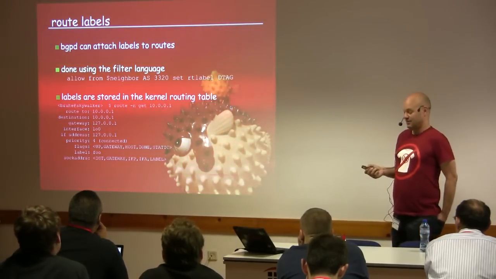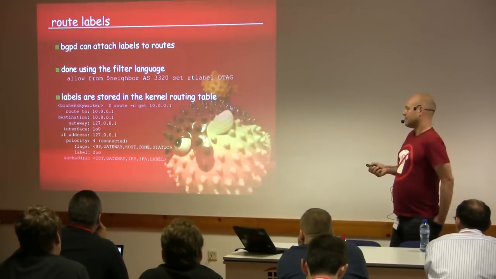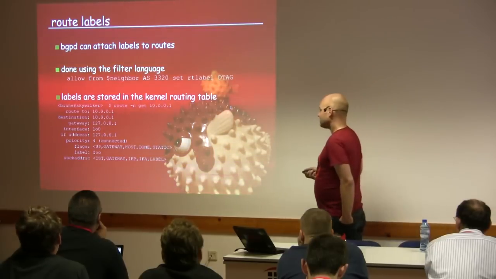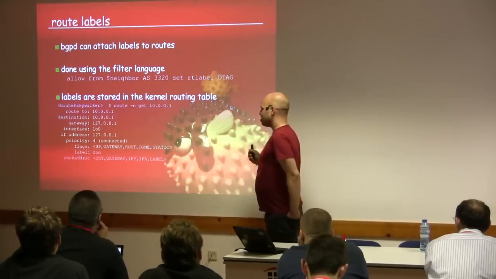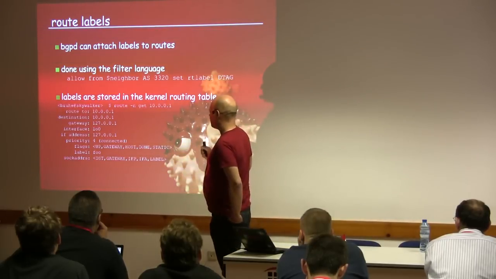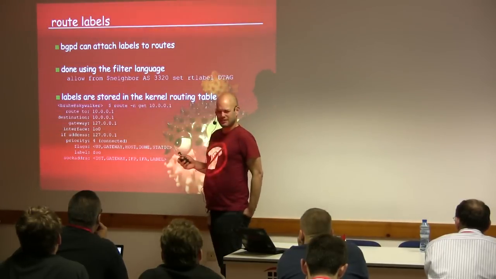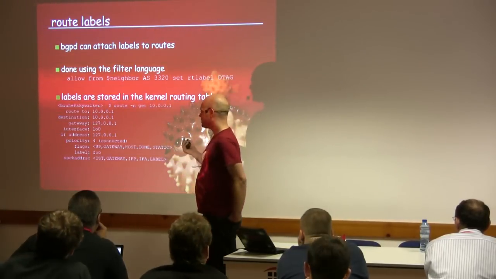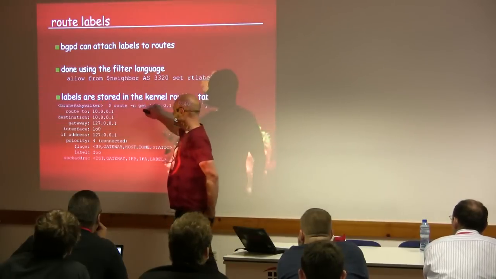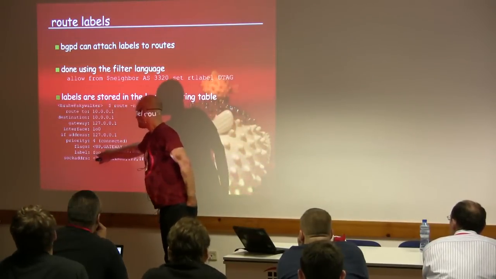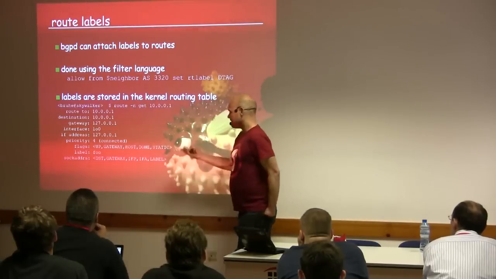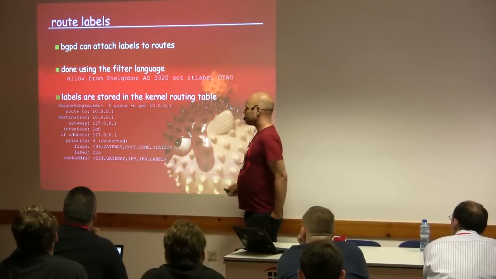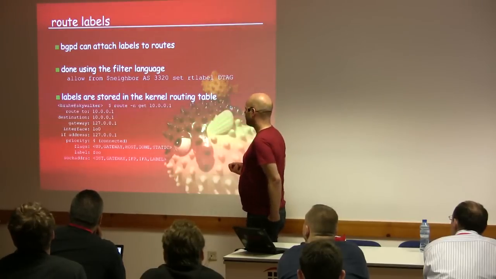We have route labels now. That's an extension I did in the kernel routing table, where we are basically able to add originally 32, I think we extended this to 64 bytes now, of free text information to a route. If you do a route get, you just see the label, that's clear text, and it's stored in the kernel routing table with the route.